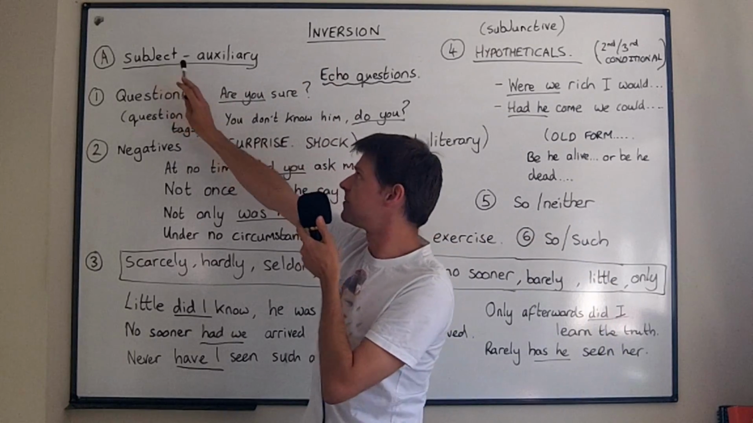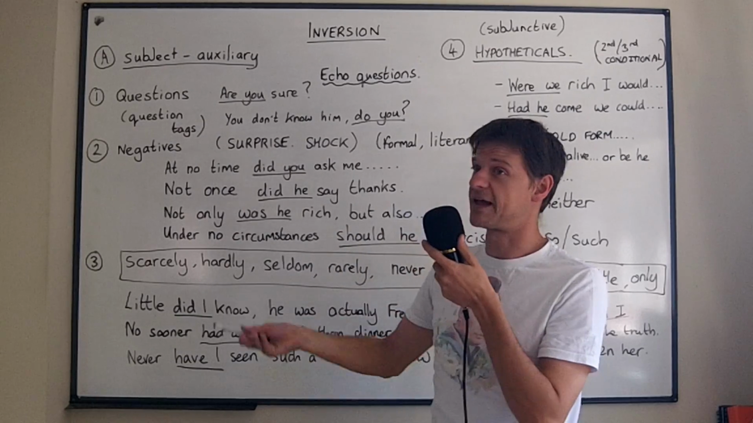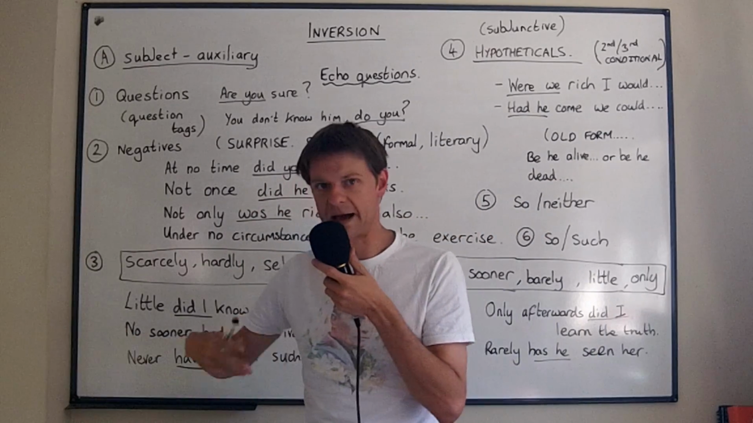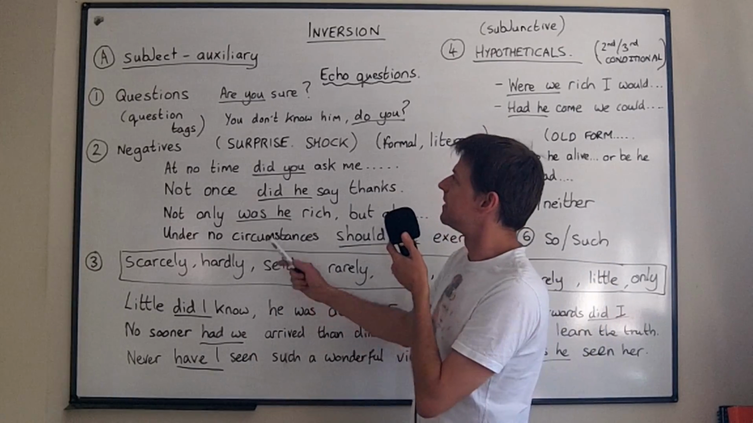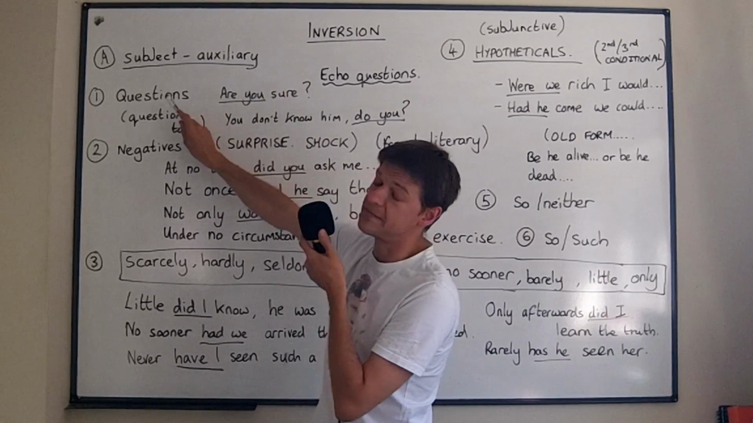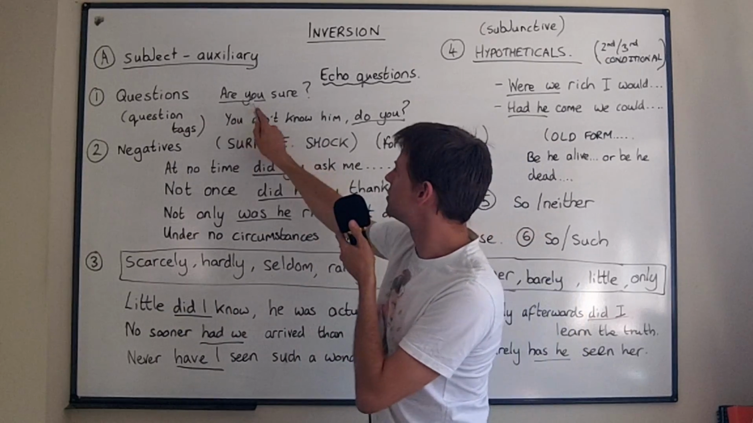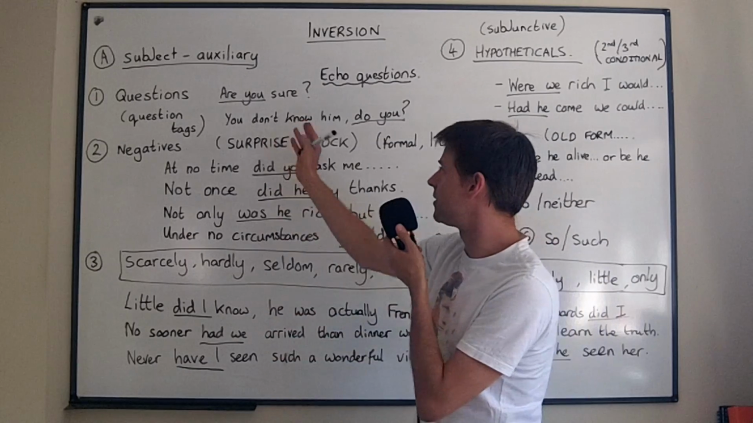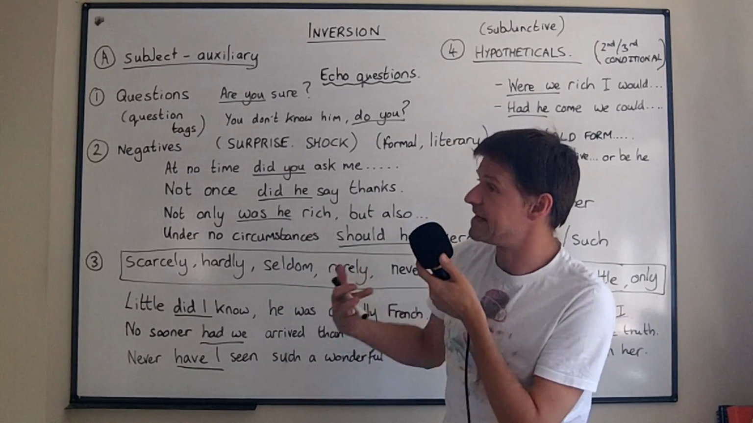Because we're going to first look at subject auxiliary inversion, and this means that instead of saying I am, you say am I. So, am I an Englishman? Yes, I am. So we use inversion when we make a question. Am I an Englishman is a question. Are you sure? We don't say you are sure. Are you sure? Do you know? Or something like that. Did he go?